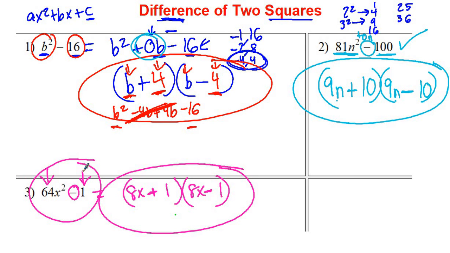So I hope that makes sense. Difference of squares is all about recognizing the pattern. And the pattern is a square minus another square.